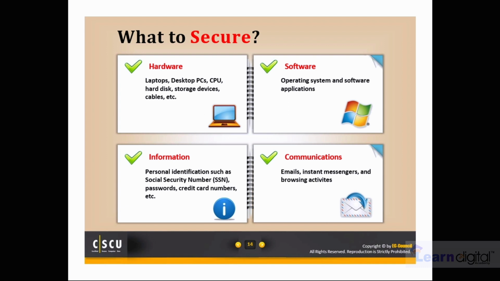So please make sure that you are keeping all of those things confidential. And last but not least, communications: emails, instant messengers, and browsing activities. If you are getting a lot of bulk mails, please ignore those.